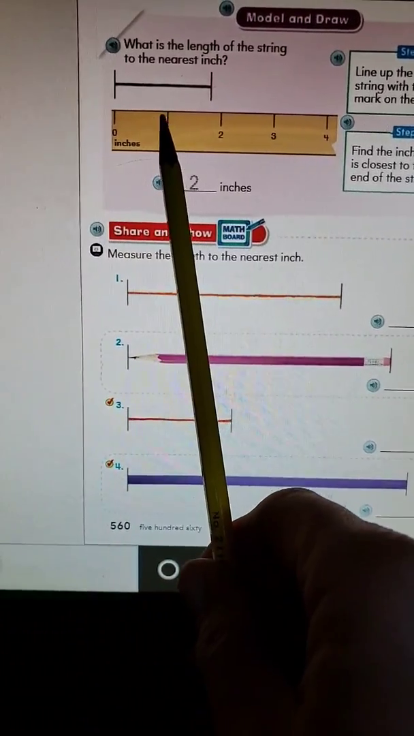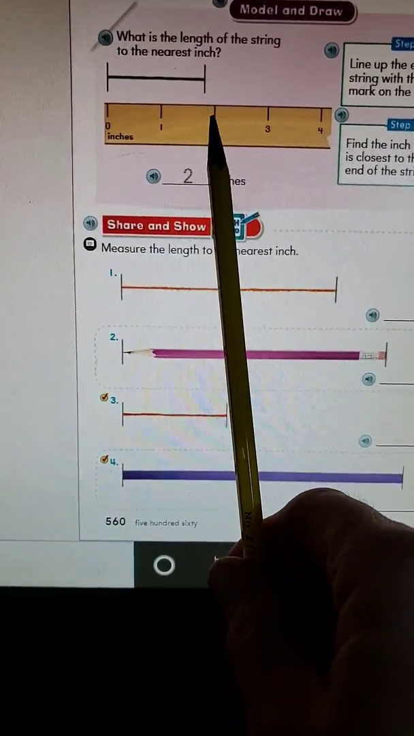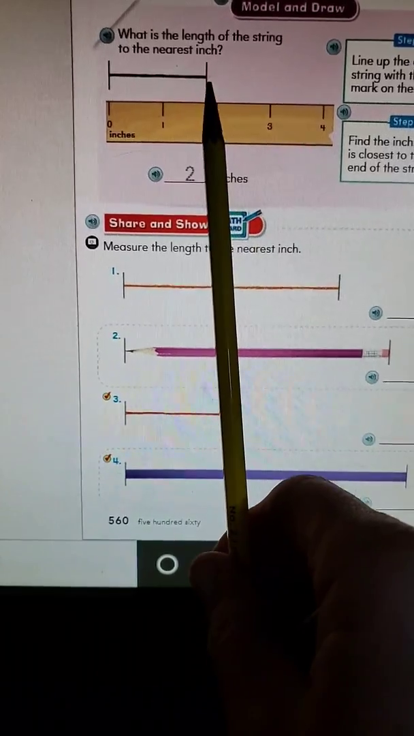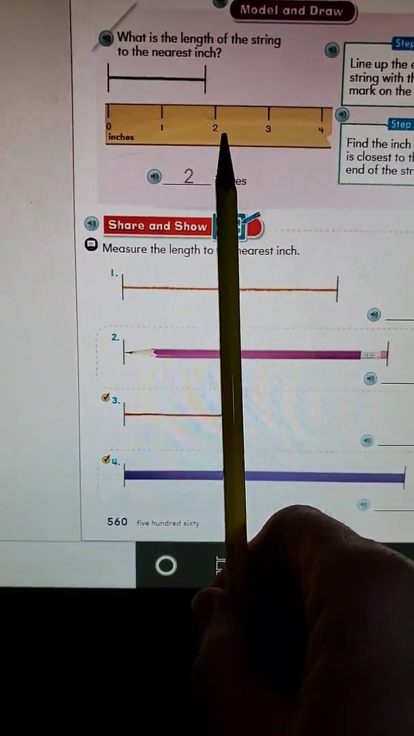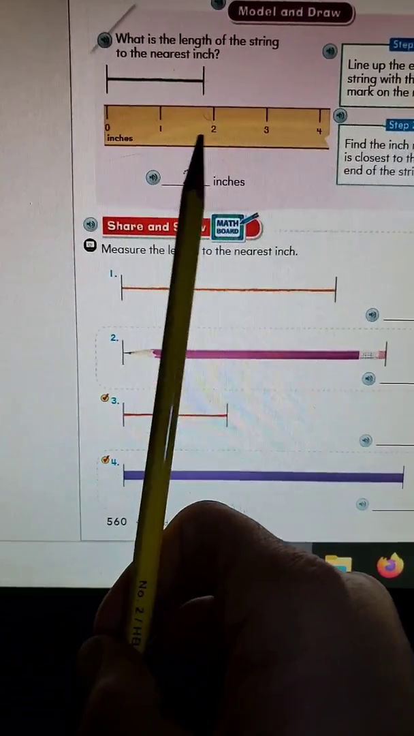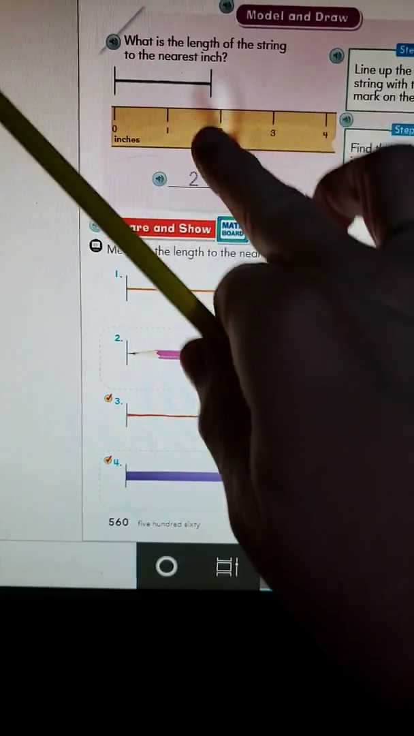And obviously our string is past 1 inch, but it doesn't quite reach 2 inches, okay? But this end line is closer to 2 than to 1, which means this is about 2 inches, okay? So that's an estimation.